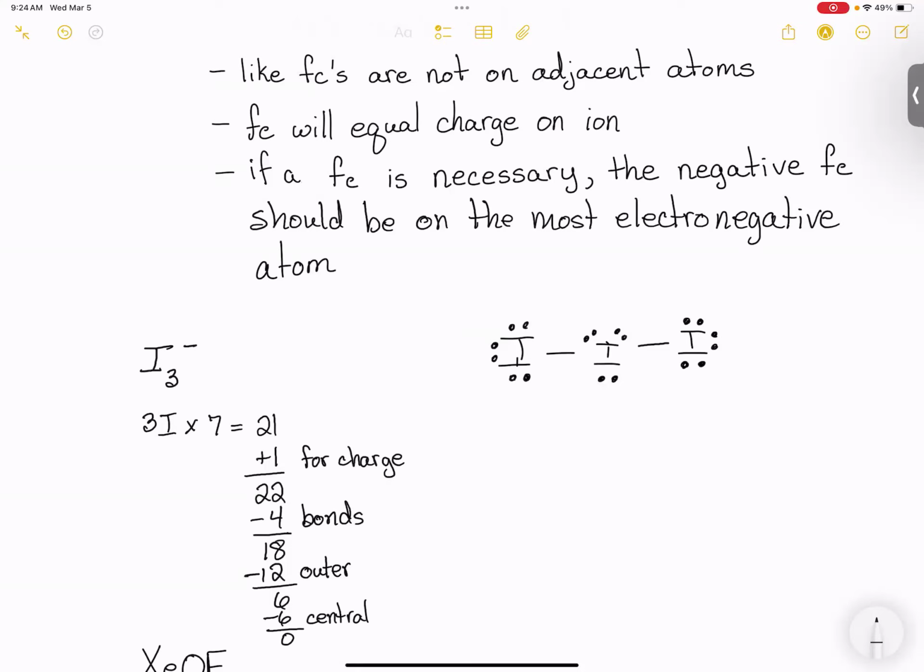Once you hit 0, you ask, does everybody have an octet? Our outer iodines all have 8 valence electrons, 6 within the lone pairs and 2 within the single bond. Our central atom has 10 electrons, 4 within the bonds and 6 in the lone pairs. So yes, everybody has an octet.